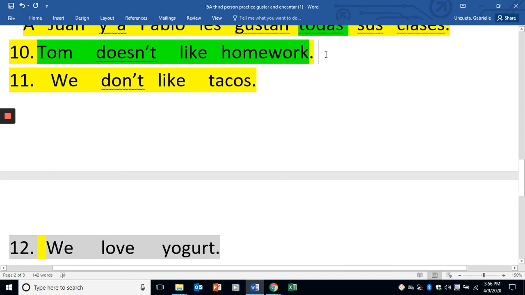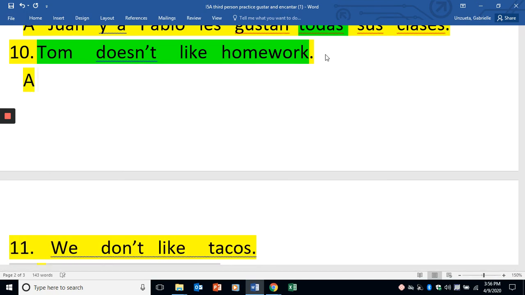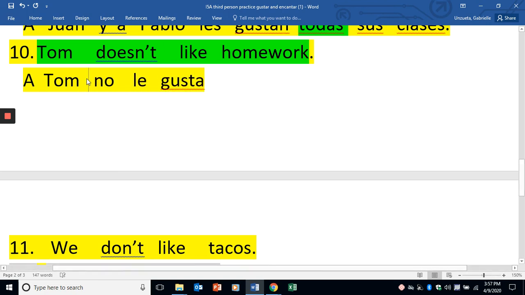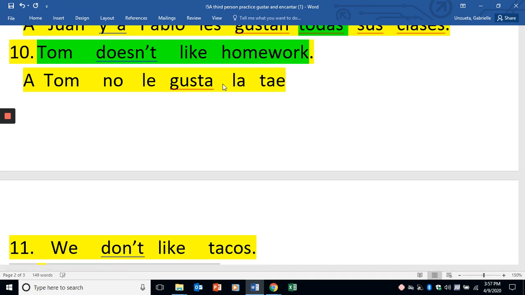Tom doesn't like homework. Tom, if we want to say his name in Spanish. Oh, but it says he doesn't. So now we're going to need a no. No le gusta. Notice homework is a collective singular noun. So I'm going to go with the singular, la tarea. And this refers to all of homework. Just like in English, we don't tend to say homeworks, we just say homework. Same kind of situation in Spanish. A Tom no le gusta la tarea.